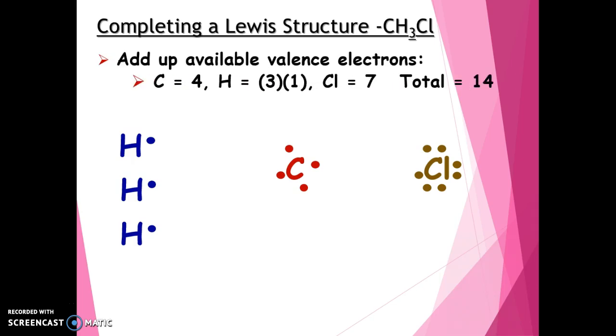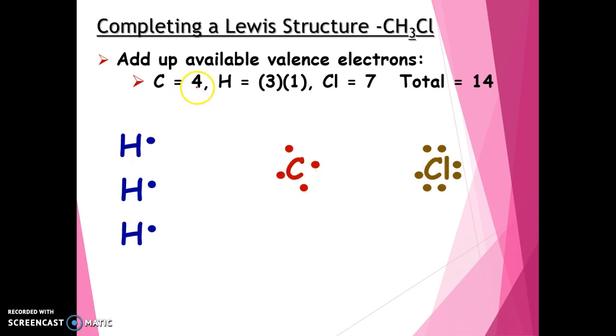So if we look at this, we're going to make carbon our central atom. Carbon is in the lowest group from chlorine. We don't count hydrogen in the lowest group, so carbon is in the lowest group. It's group 4. This is group 7, so carbon is going to be the central.